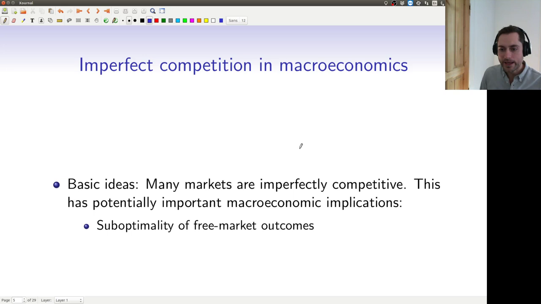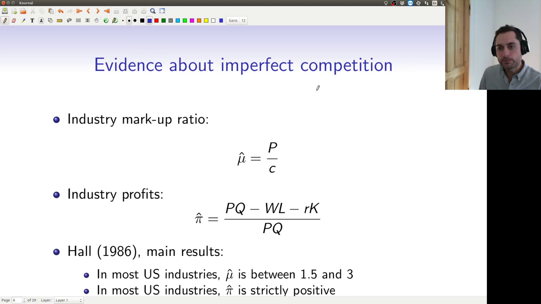All right, so what about evidence about imperfect competition in the real world? Well, let's suppose that we're going to focus on this industry markup ratio. So what does that mean? We're going to look at prices divided by costs. This is an okay measure of the level of market power in a society. Of course, it's not perfect because fixed costs are also important and you don't observe them here. C here is marginal costs.